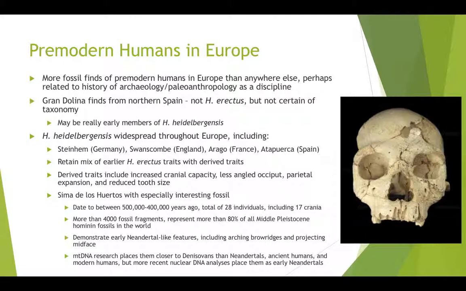The mitochondrial DNA research initially put them closer to Denisovans than Neanderthals, ancient humans, or modern humans, but their genome has now been more extensively examined and places them fairly squarely as early Neanderthals. So Neanderthals, or early Neanderthal-like creatures, were moving into Europe well before this 130,000 years ago that we generally mark as our beginning point for Neanderthals in Europe.